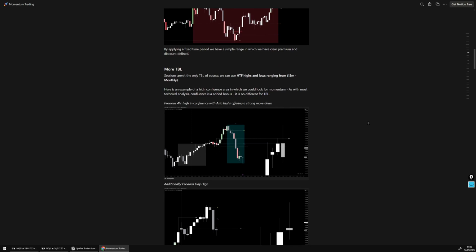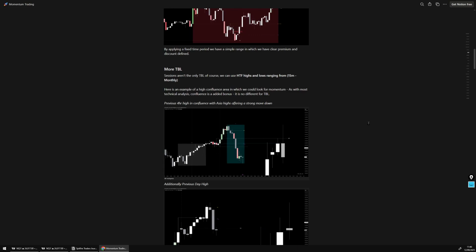So sessions aren't the only time-based liquidity, of course. We can use high time frame highs and lows ranging from 15 minutes all the way up to the monthly. Me personally, I define a high time frame candle as 15 minute and above. Obviously the 15 minute is that high time frame, but when I'm utilizing my accompanying candles, so I'm looking at like 1 minute CISDs with a 15-minute candle, that is the high time frame candle I'm utilizing. Okay, so I simply use 15-minute to monthly.